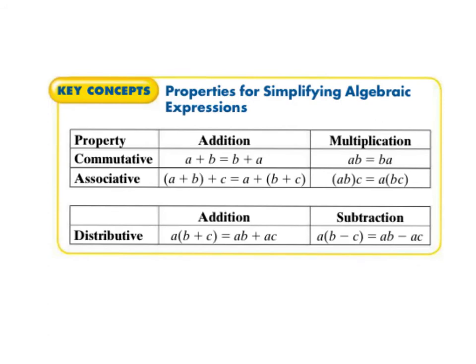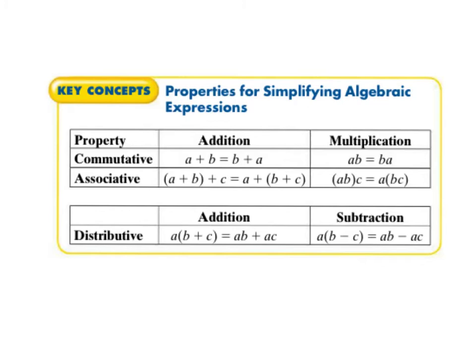Now, these are some properties that we have discussed in the past, but we need to refresh your memory because they're things that you need to be familiar with to do some of the simplifying for these expressions that we're going to do in this section. So, commutative is the one where it doesn't matter what order they're in. It can be a plus b or b plus a. It's all going to equal the same.